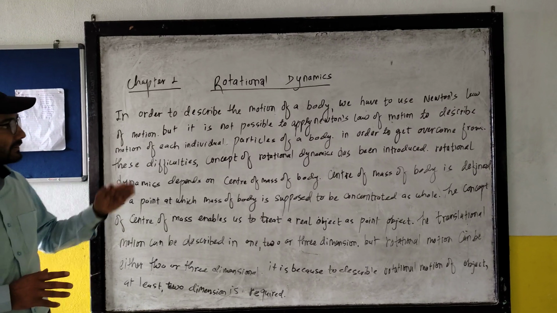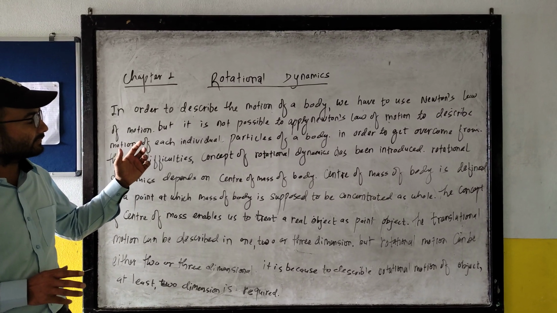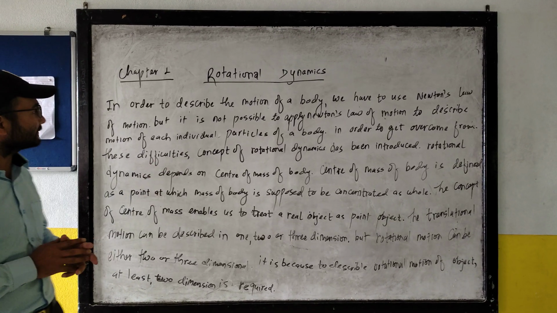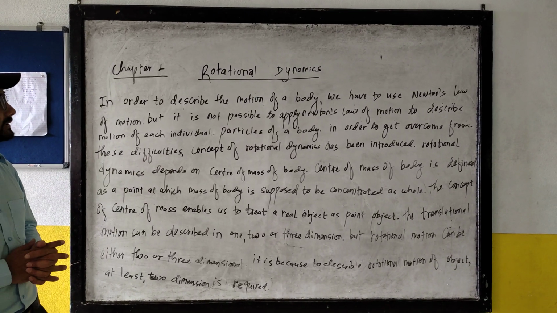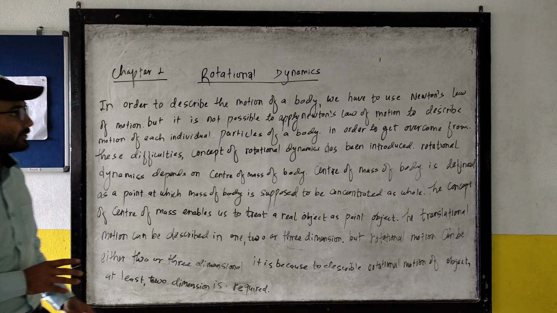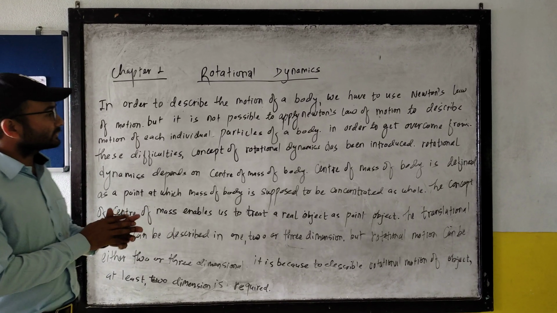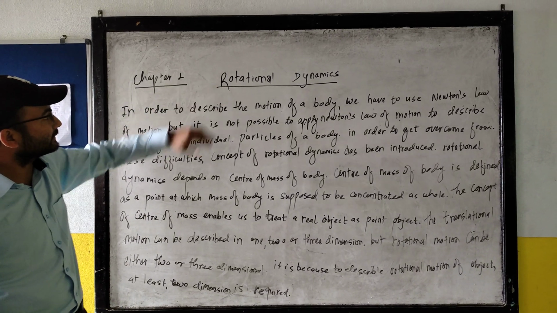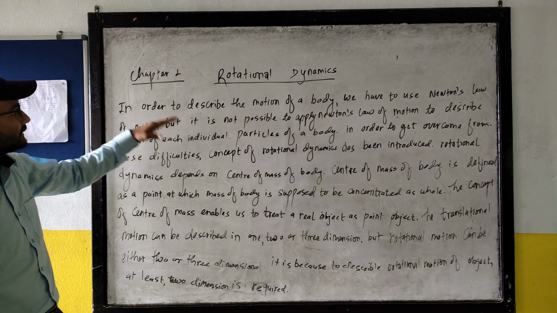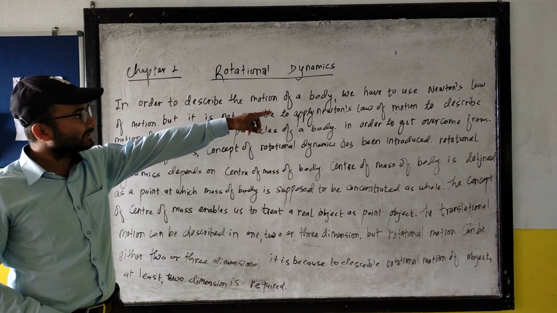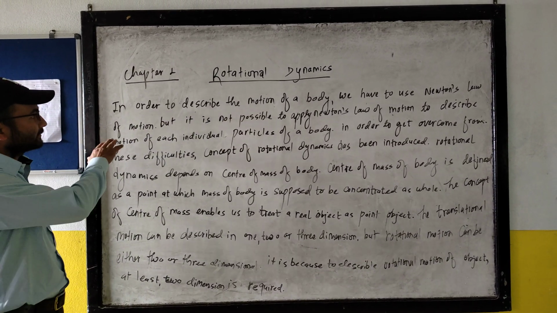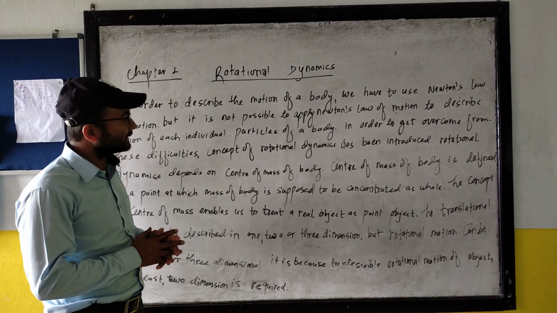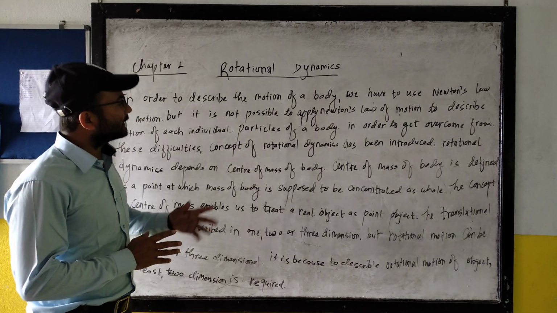First of all, in class 11, class 10 or class 9, we described Newton's laws of motion. That wasn't sufficient to describe the motion of a particle which is in rotation, so a new concept was introduced in rotational dynamics. In order to describe the motion of a body, we have to use Newton's laws of motion. But the Newton's laws which we studied in class 9 or 10 weren't sufficient.